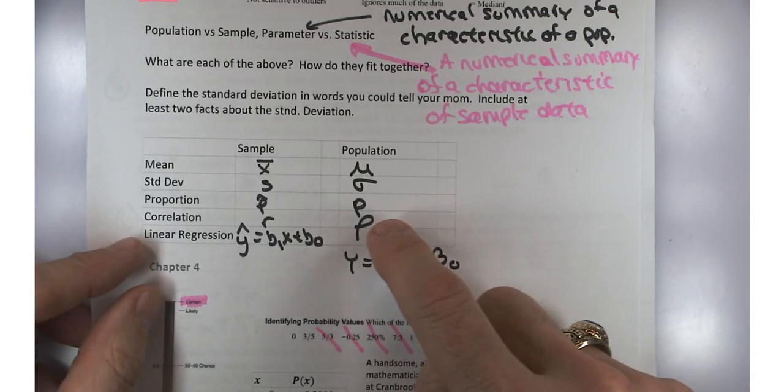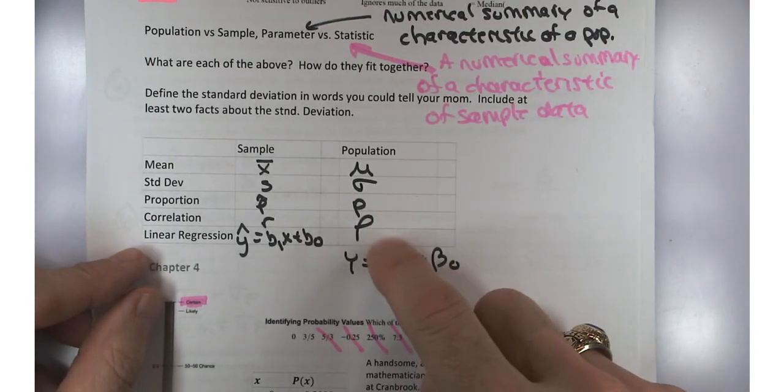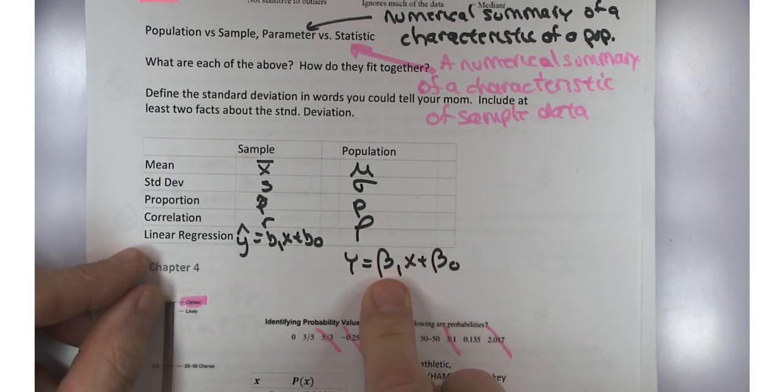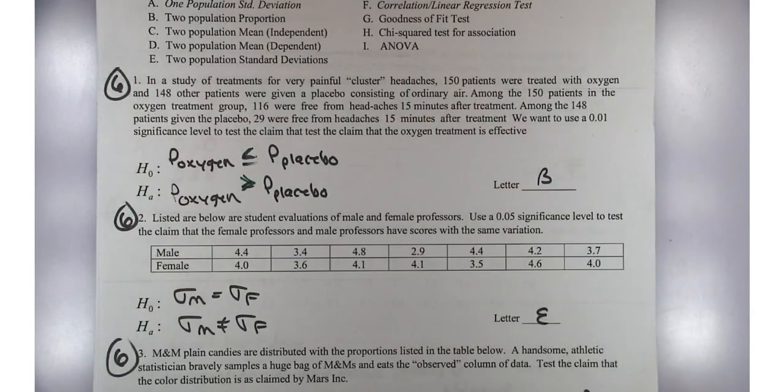Now, as far as testing correlation and linear regression, your correlation test is rho equals 0, and that's equivalent to your linear regression test of beta 1 equals 0. They're the same test.